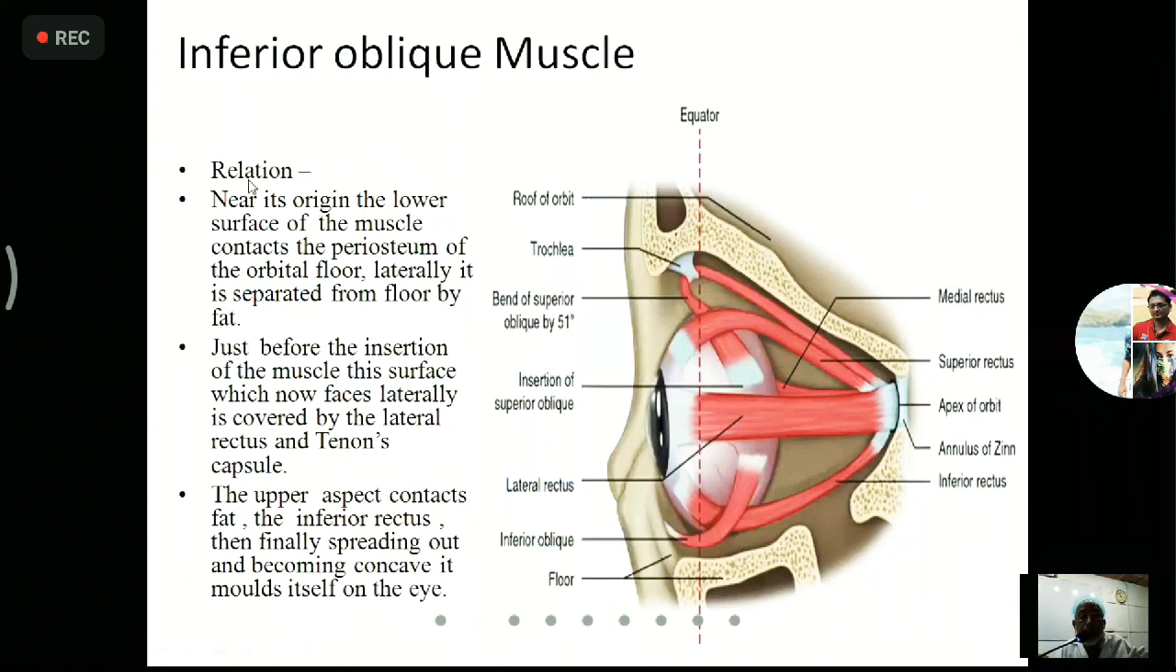Only 6 minutes more. Relation: near its origin, the lower surface of the muscle contacts the periosteum of the orbital floor. Laterally, it is separated from the floor by fat. Just before the insertion, the muscle's surface, which now faces lateral, is covered by the lateral rectus and canal structure.